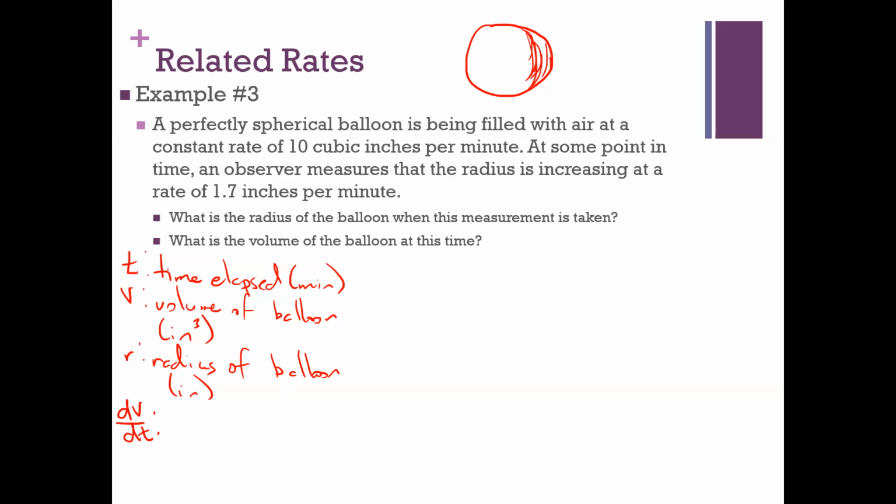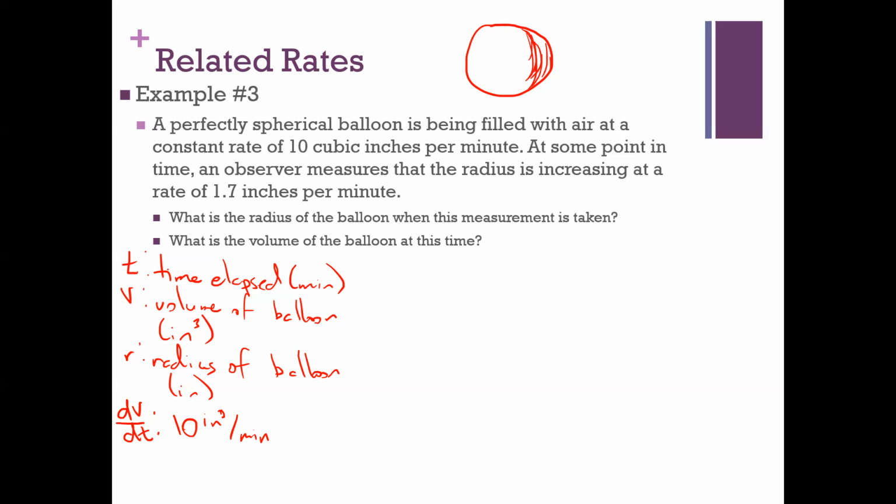Are we told anything about that rate? Do we want to solve for it? Is that rate mentioned at all here? Yeah, so that's given to us as a constant rate, right? The rate of change of volume of air into this balloon is a constant 10 cubic inches per minute. So I've got some way to relate the volume of this balloon to time.